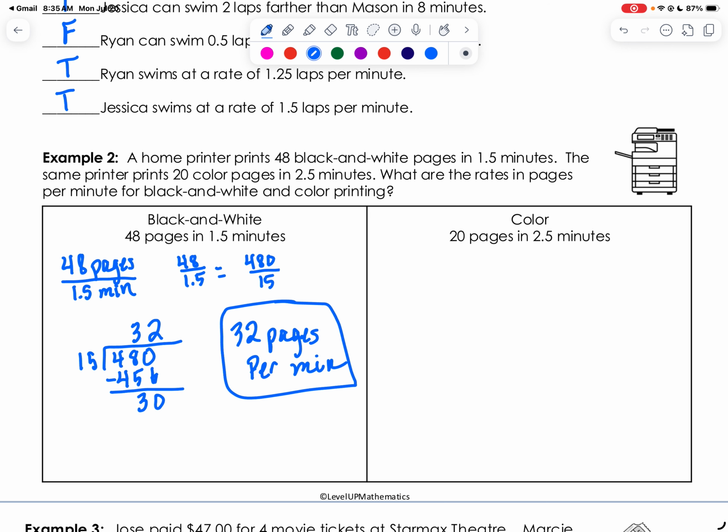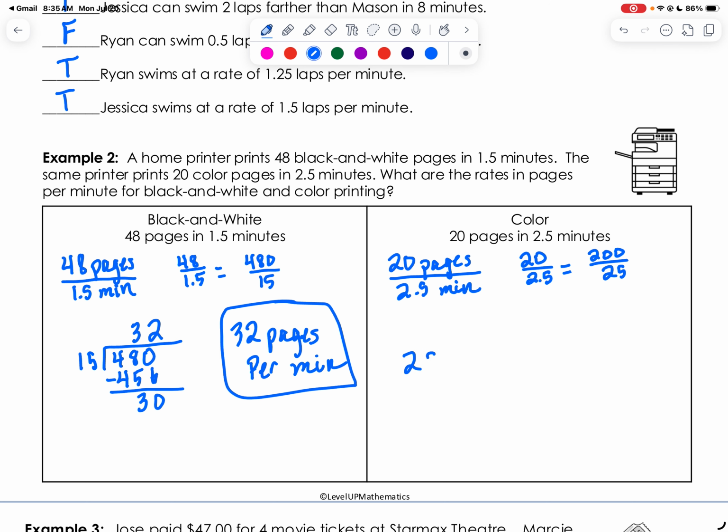All right. Now, for the color copies, the rate we were given was 20 pages in 2.5 minutes. And what we want to do is find the unit rate. So we're going to be dividing 20 by 2.5. But remember, your divisor cannot be a decimal. So I want to multiply the top and the bottom by 10, which would give me 200 divided by 25.